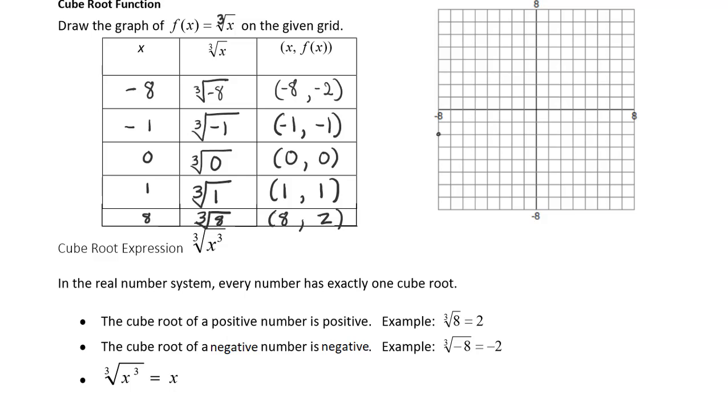At negative 8, I'm at negative 2. At negative 1, I'm at negative 1. At 0, I'm at 0. With an input of 1, I'm at an output of 1. And with an input of 8, I'm at an output of 2. Now let's connect these dots with a smooth continuous curve.